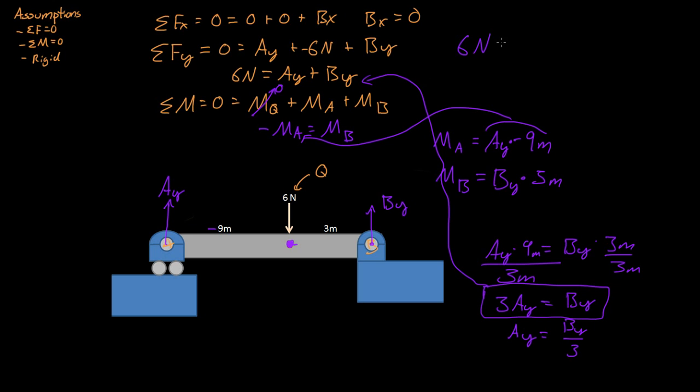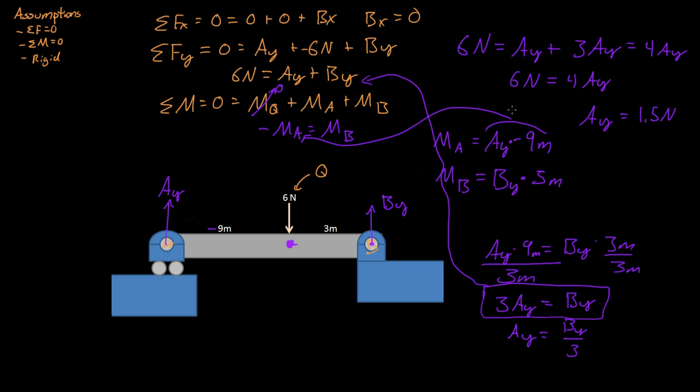So now we have our 6 newtons must equal AY plus 3AY because we're plugging in BY. So we're plugging 3AY in for BY, and that is just equal to 4AY. So now we have 6 newtons must equal 4AY, and that's 1.5 newtons. So AY is equal to 1.5 newtons. Because 4 times 0.5 is 2, so yeah, 1.5 newtons.